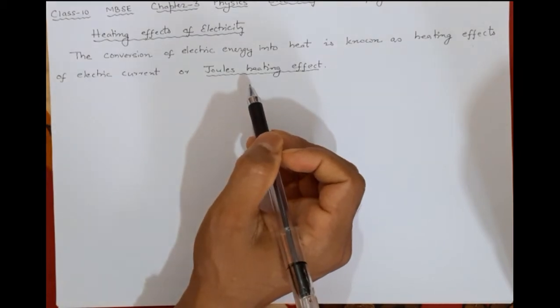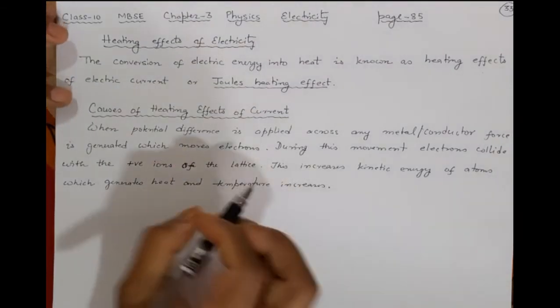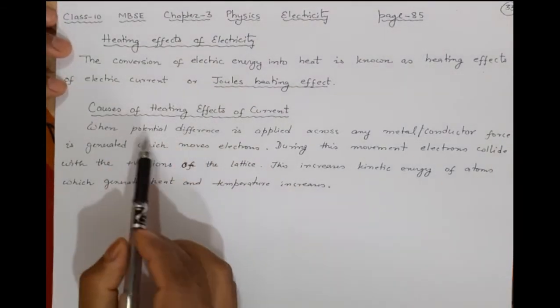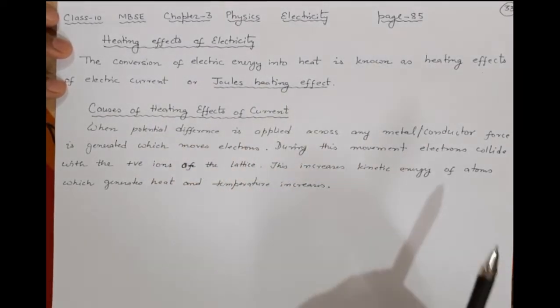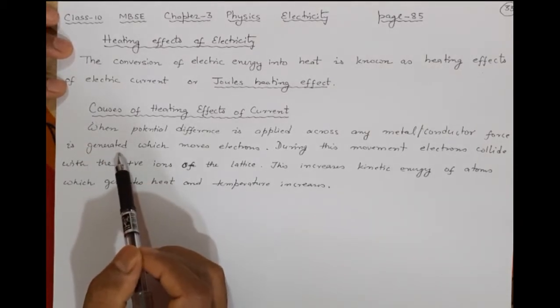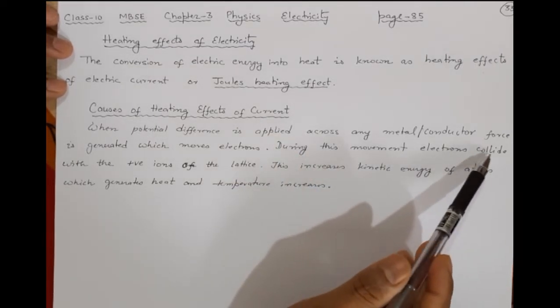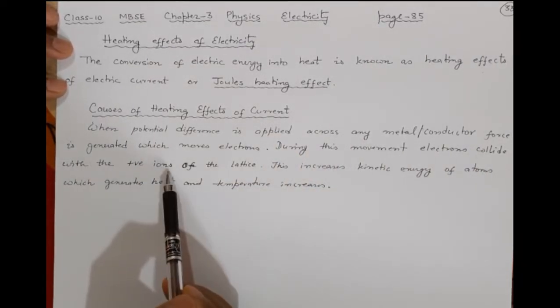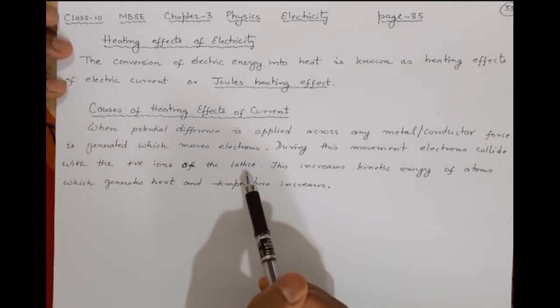Now, what is the cause? What is the reason? The causes of heating effects of current are like this. When a potential difference, that is a battery, is applied across any metal or conductor, force will be generated by some chemical reaction inside the cell. You know that inside the cell there is cathode and anode, positive and negative. From there, electrons will start moving. During this movement, the electrons will collide because on the way they will find positive ions of the lattice atoms. In the lattice arrangement, there will be atoms.